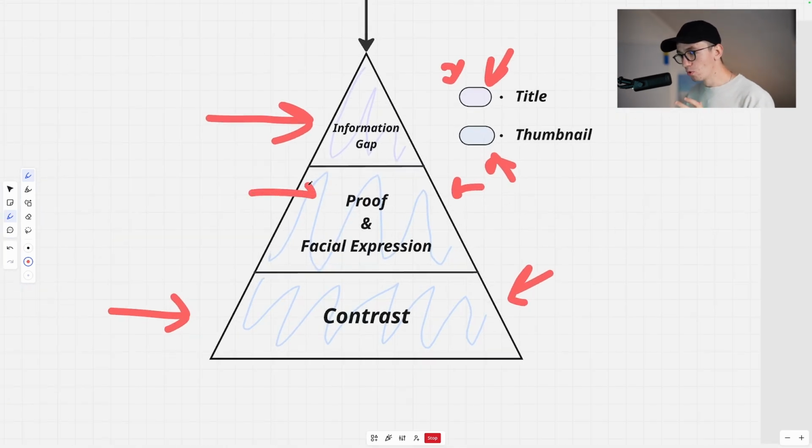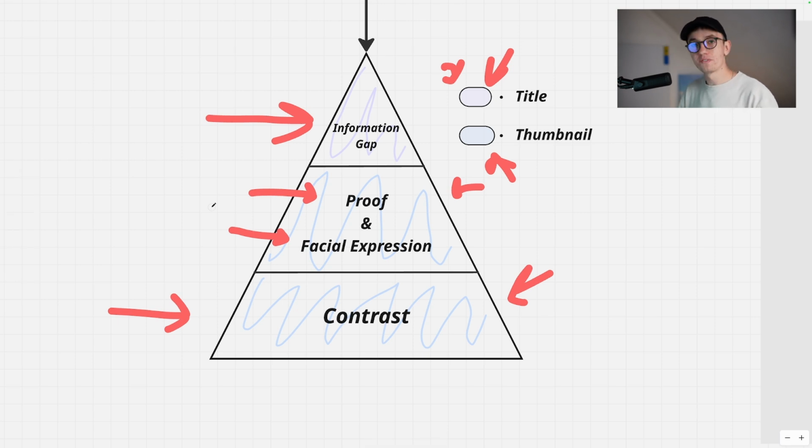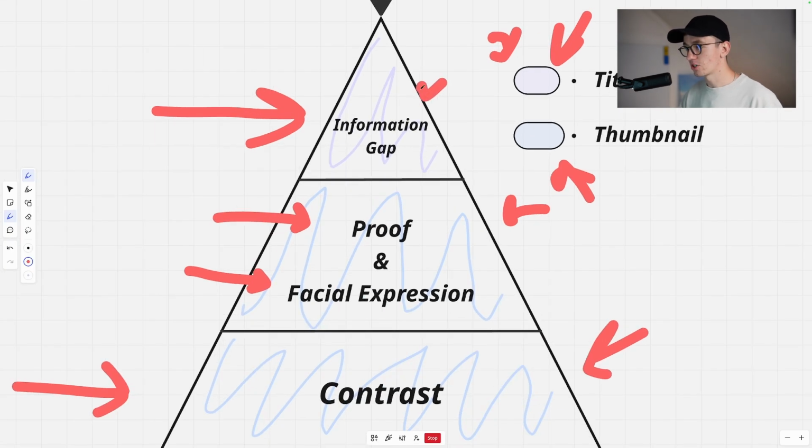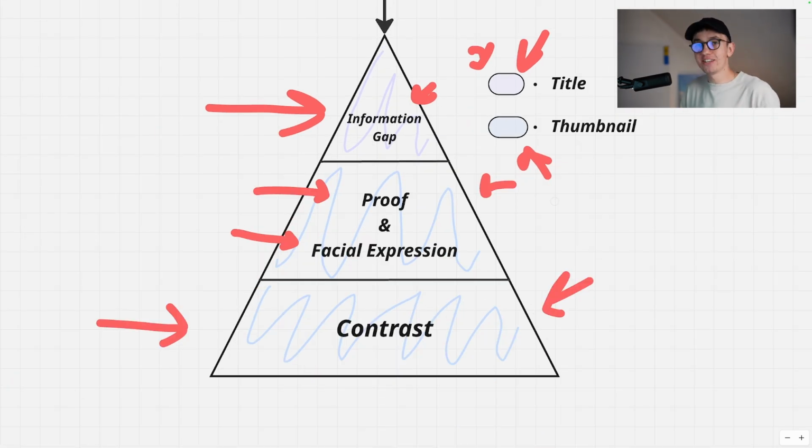This is proof and facial expression. What I mean by exactly proof and facial expression is what's visible on the thumbnail. Proof is basically proving what you're saying in the information gap. Facial expression is simply having emotions on your face. And why this is important is because people are searching for validation for what you are talking about. So if you don't put proof or facial expressions in your packaging, people are not going to click, because that's how they validate the information gap.